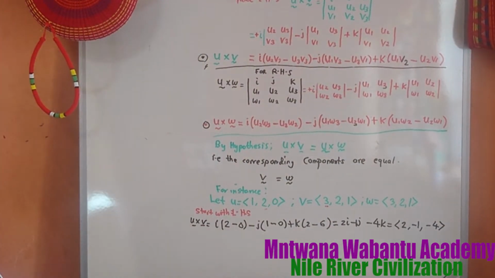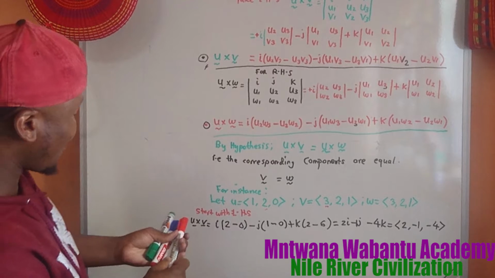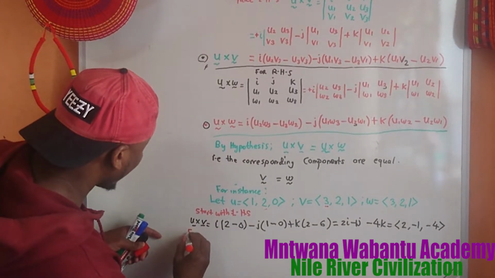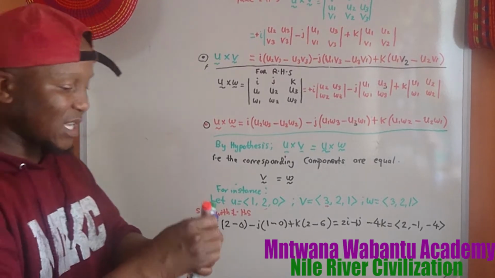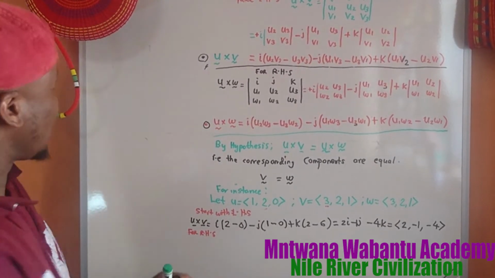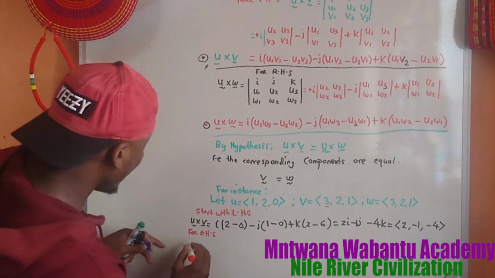So now let's take the right hand side. Now we do the same game, right hand side. So we're going to do the same tactics. Okay, so let's go. So look, right hand side is here. So U cross W.